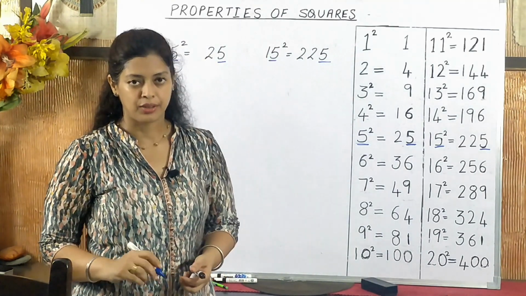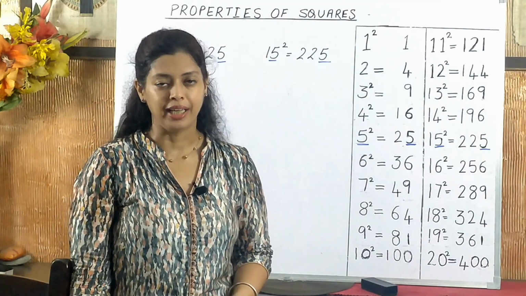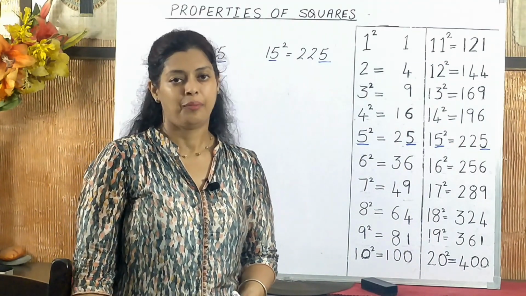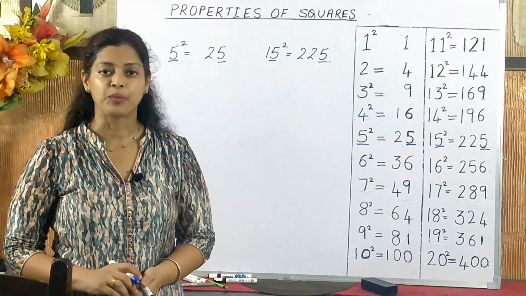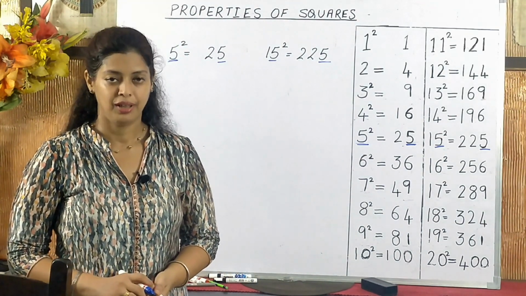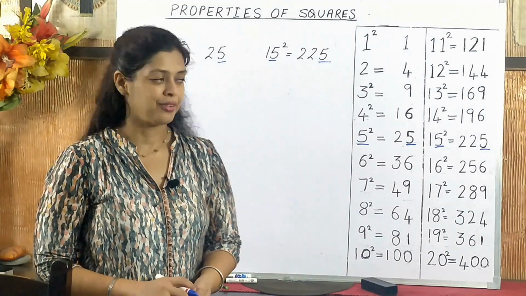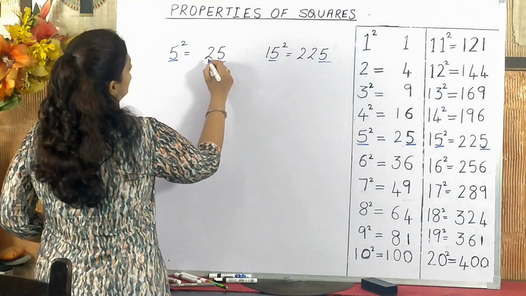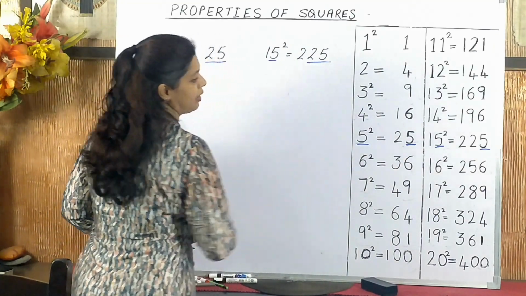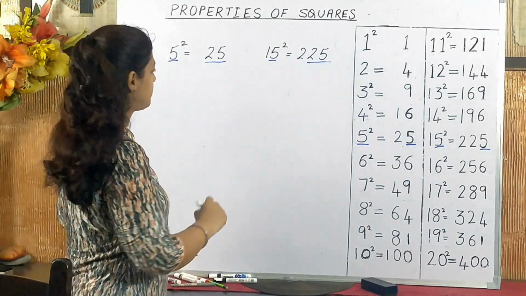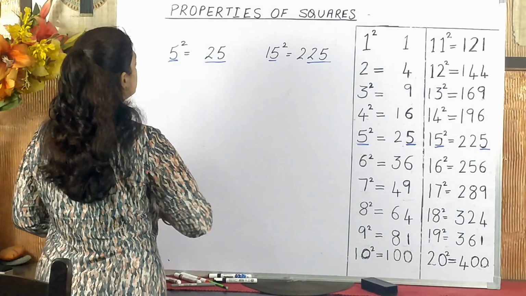The last digit of the square of any number ending in 5 will always be 5. In fact, the last 2 digits of the square of any number ending in 5 will always be 25. So we can see that over here also we have a 25 and over here also in 15 square we have a 25. To explain this we take another example.